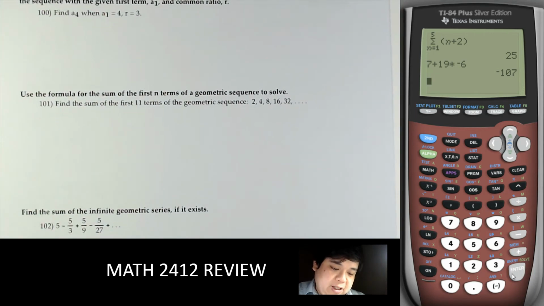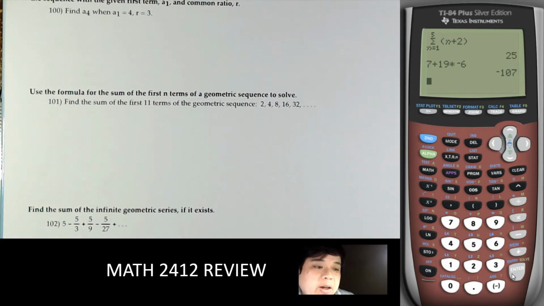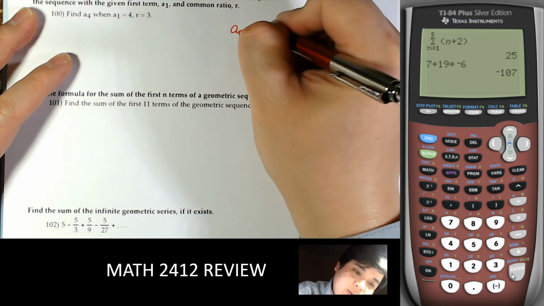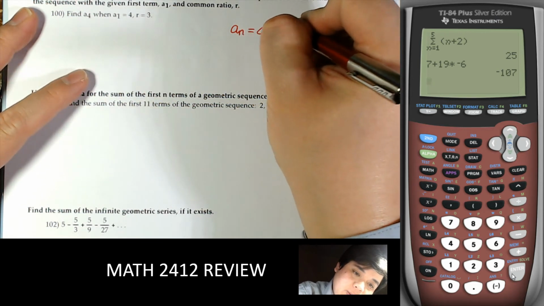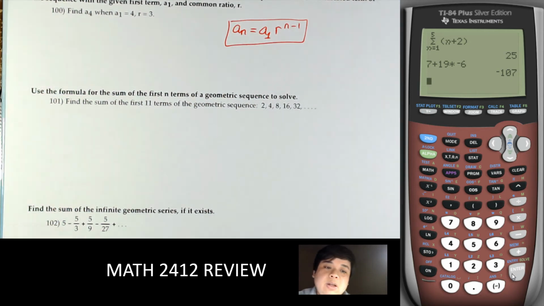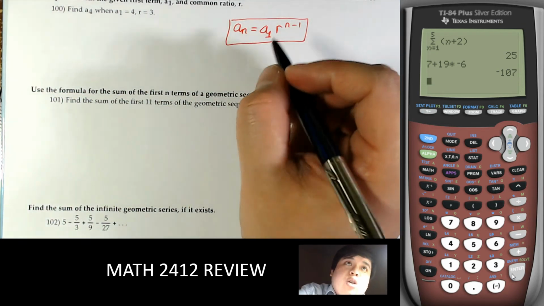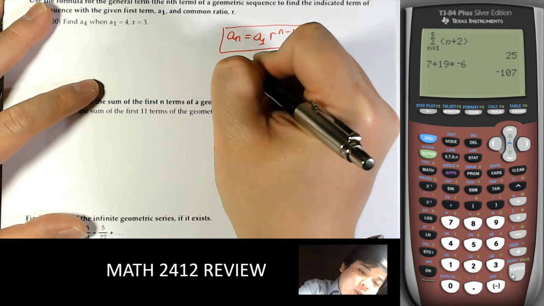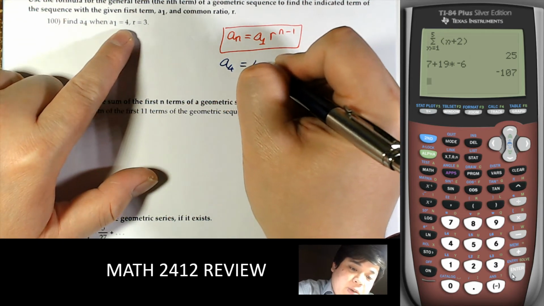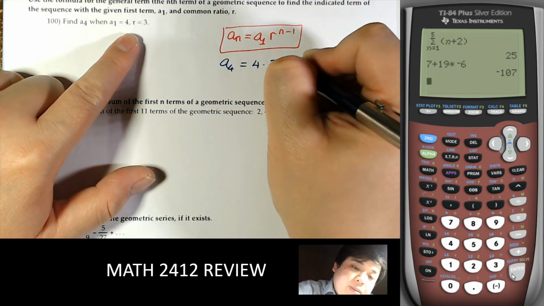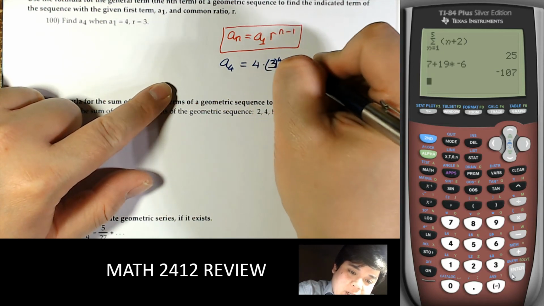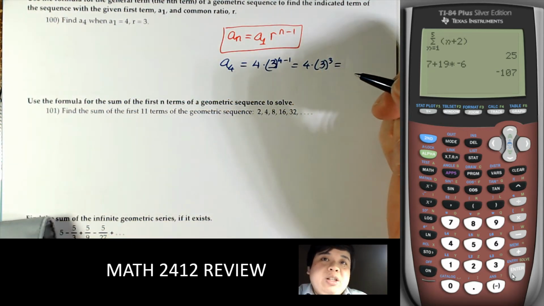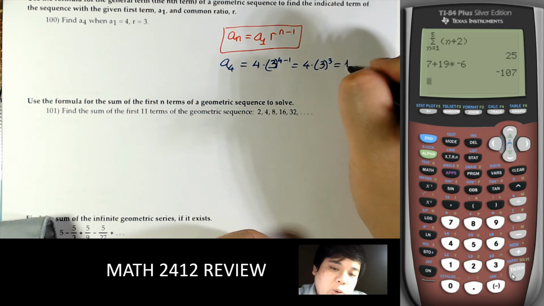The next one we do. Again, let me write that formula again: a sub n equal to a1 times r to the n minus 1. We want 4 terms, so n equals 4. The first term is 4, the common ratio is 3, to the 4 minus 1. So 4 times 3 cubed. 3 cubed is 27. 27 times 4 is 108.